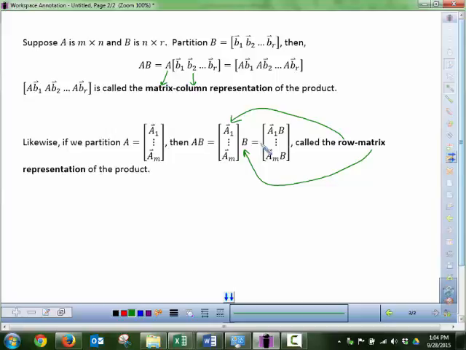So it looks a little confusing, and to tell you the truth, I've never really seen this work in real life, but I thought it was kind of interesting. So let's take a look at doing an example of this.